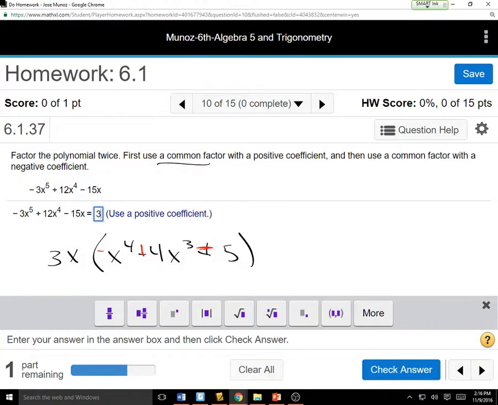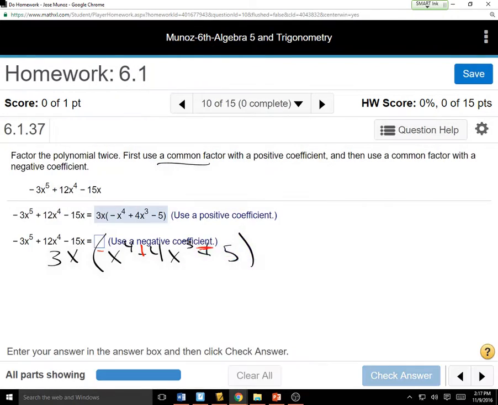So 3x parenthesis negative x to the 4th plus 4x to the 3rd minus 5, close parenthesis.